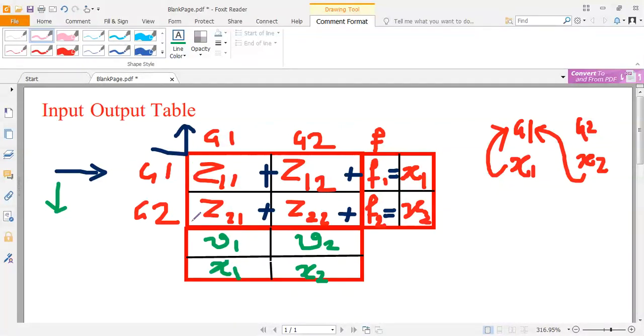So Z11 and Z21 are both inputs used by sector G1. These two inputs are used in the production process of sector 1's output. So these two are going into the production of X1. Z11 and Z12 were parts of X1 that were already produced.